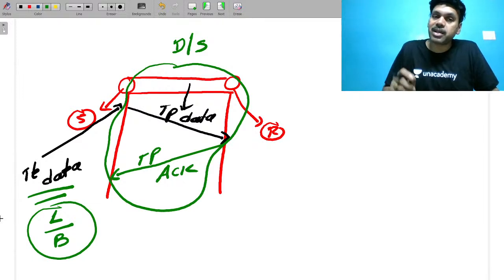99.99% you will be asked a question on these three primary delays only. The remaining delays are secondary. If at all he asks, just consider them. Otherwise, you can calculate your answer like this.